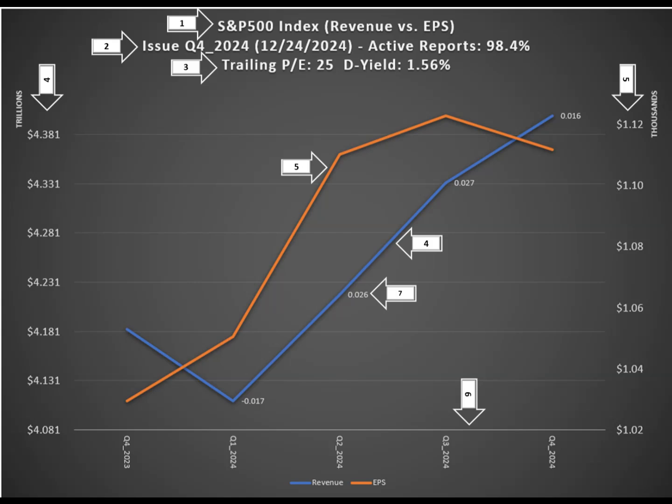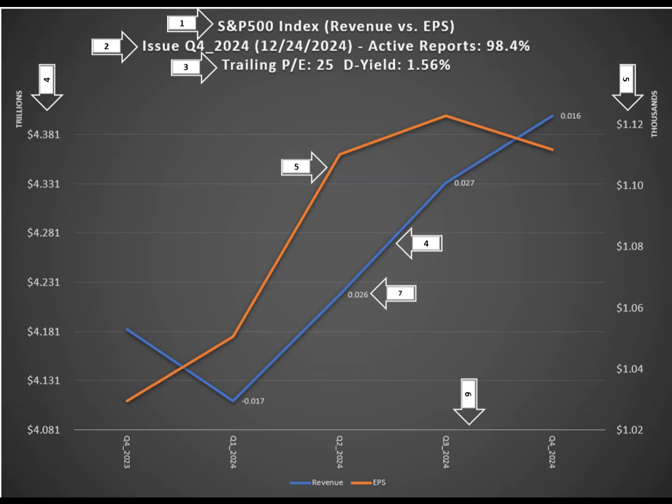Number 3, supplemental metrics. These may include price-to-earnings ratio and dividend yield if applicable. The price-to-earnings ratio, if applicable, represents a 12-month trailing average. The dividend yield, if applicable, represents the total dividends of the last 12 months divided by the share price at the time of the report.